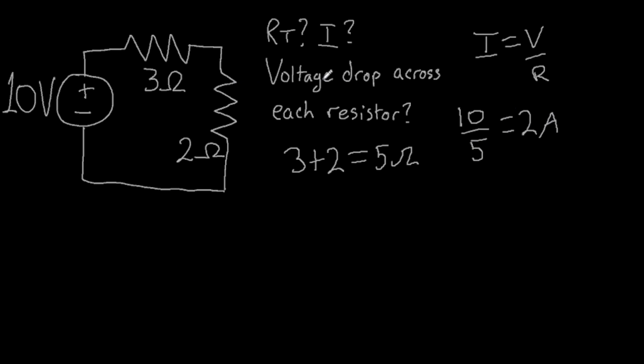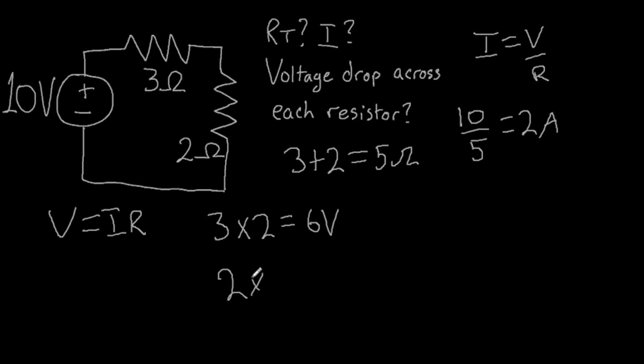Now let's work on the problem of what is the voltage drop across each resistor. Let's use Ohm's law once again. V equals I times R. Let's start with the first resistor. 3 ohms times 2 amps equals a 6 volt drop. And then let's work on the next resistor. 2 times 2 is 4 volts. And that's the problem solved.